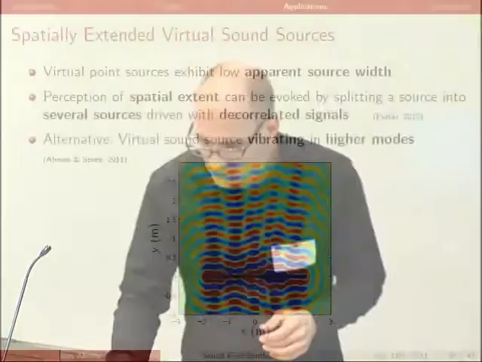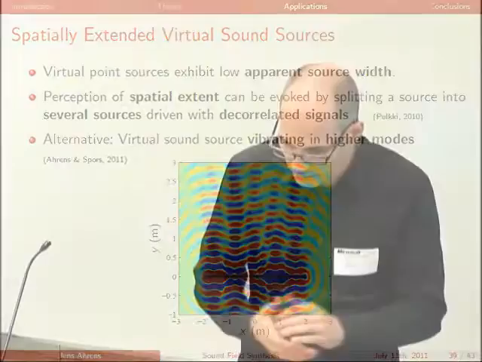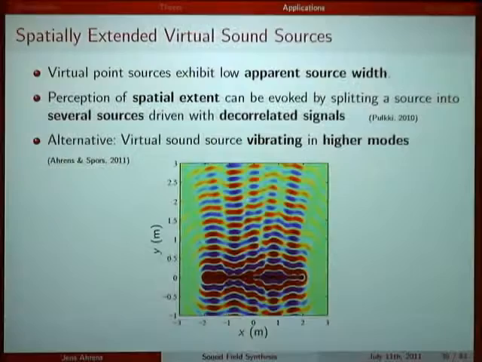So we have recently proposed to model a virtual sound source that vibrates in higher spatial modes. Like, for example, the string of a guitar, it doesn't only vibrate in the very low mode, like this, but there are some harmonic modes, and you can also assume this with spatial vibration. So then a very complex sound field evolves, which lowers the coherence between the signals at the ears of the listener, and this can increase the perceived extent.